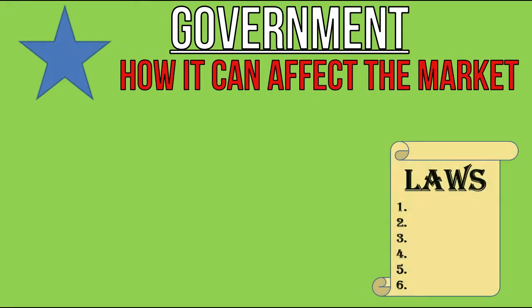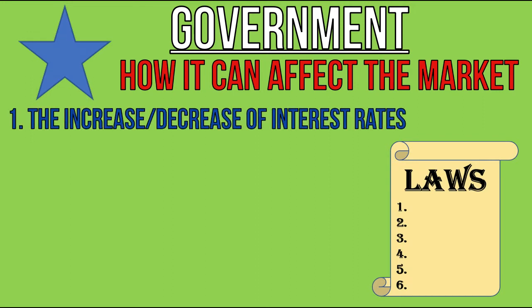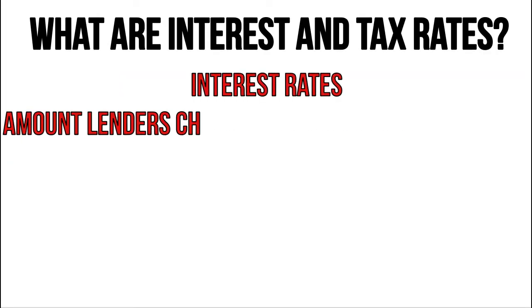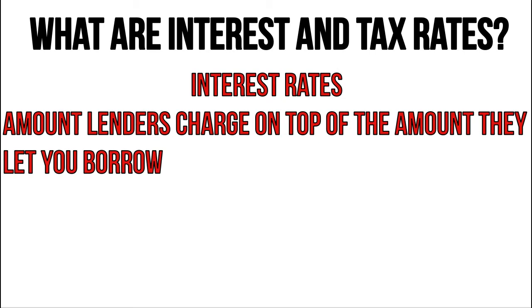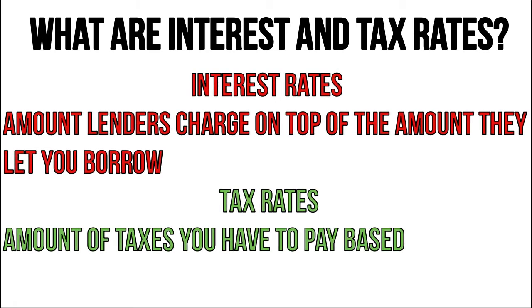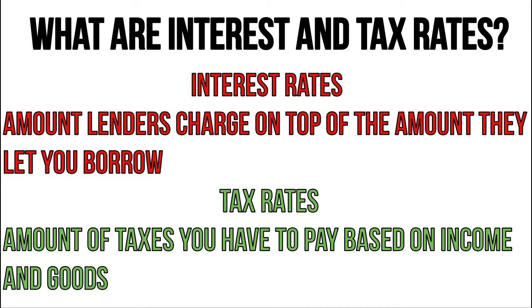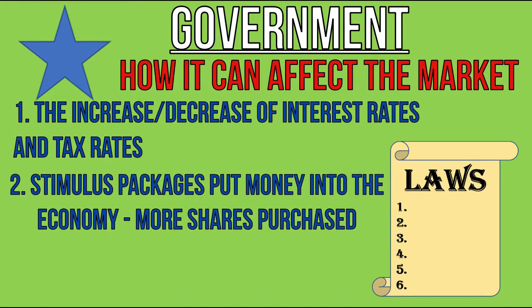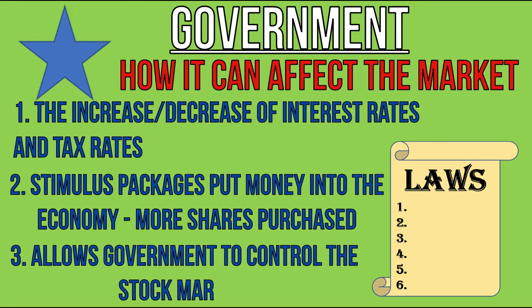First off, government. Government can increase and decrease tax rates and interest rates. Interest rates are the amount lenders charge on top of the amount they let you borrow. Tax rates bring more or less money into the economy by lowering or raising your tax bill at the end of the year. Stimulus packages put more money into the economy, which allows more investors to purchase shares. By doing this, the government can alter how much money is in the market.